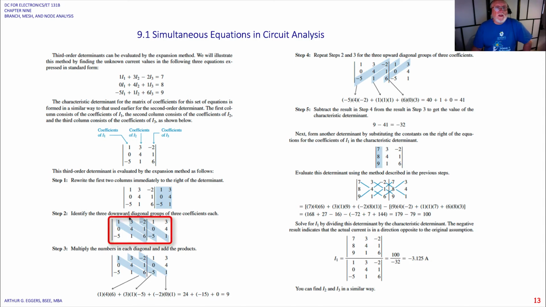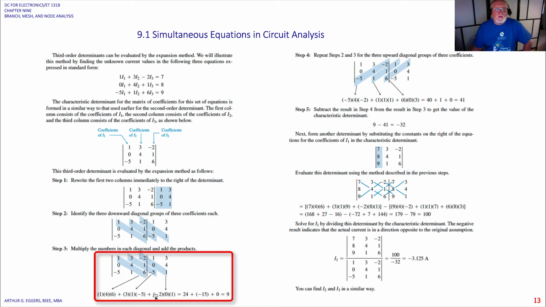So we identify the 3 downward diagonal groups of the 3 coefficients each, multiply the numbers in each diagonal, and add their products. So you can see then we have 1 times 4 times 6, there's the first one. 3 times 1 times -5, that's the second one. -2, 0, and 1 is the third one. So when we add those all together, we end up with a value of 9.